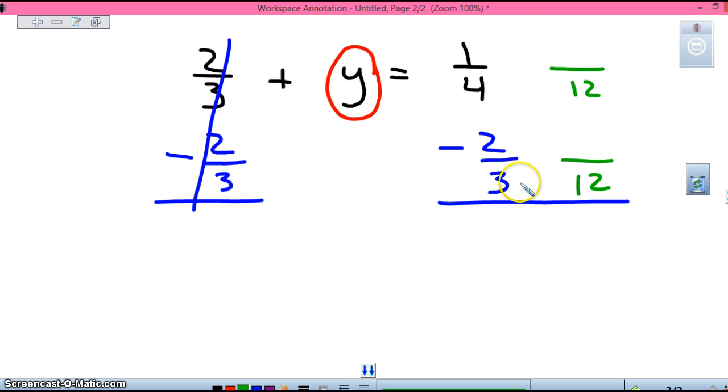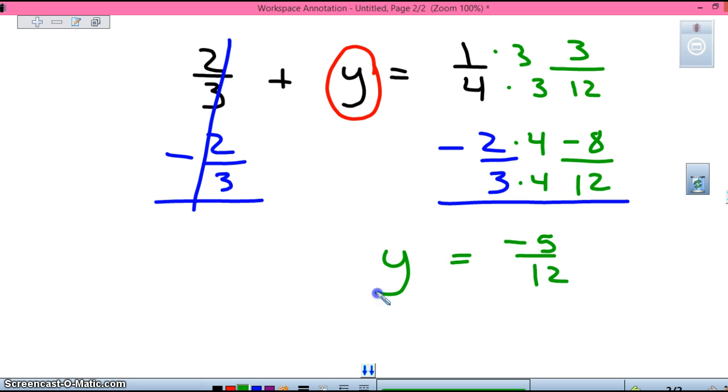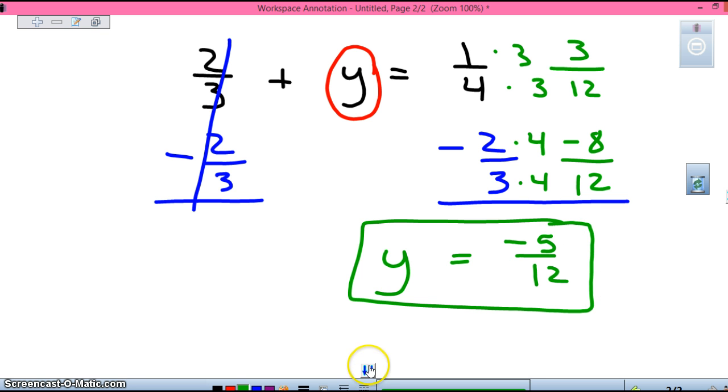3 times what is 12? Times 4. -2 times 4, -8. 4 times 3 is 12. 1 times 3 is 3. 3 minus 8 is -5, over 12. That's equal to y. How would we check this equation? Substitute for the variable and check.